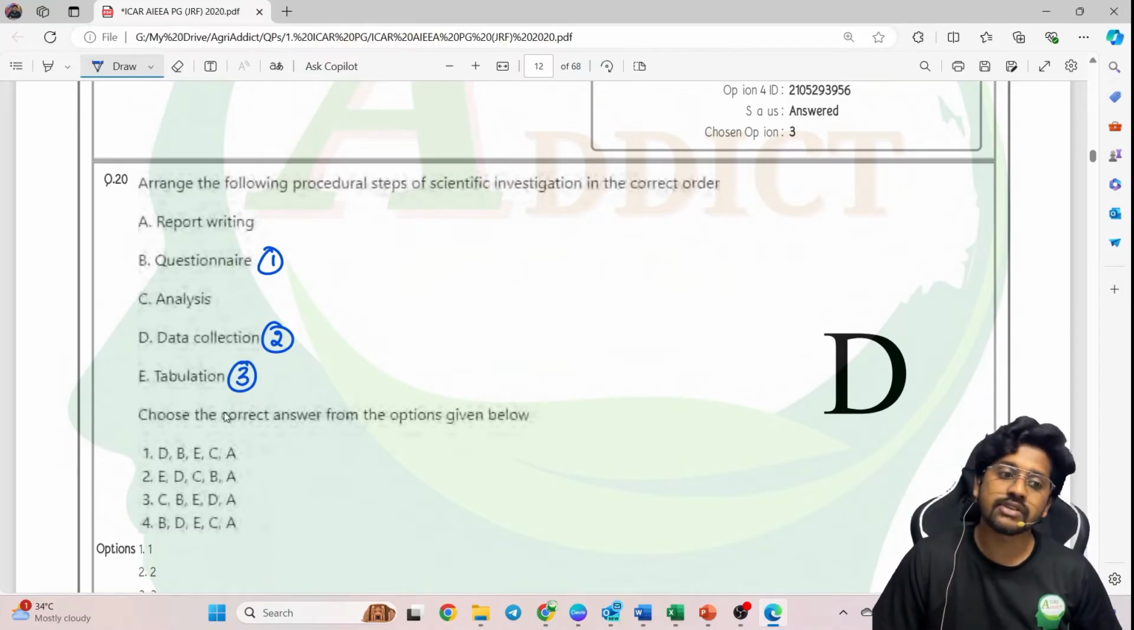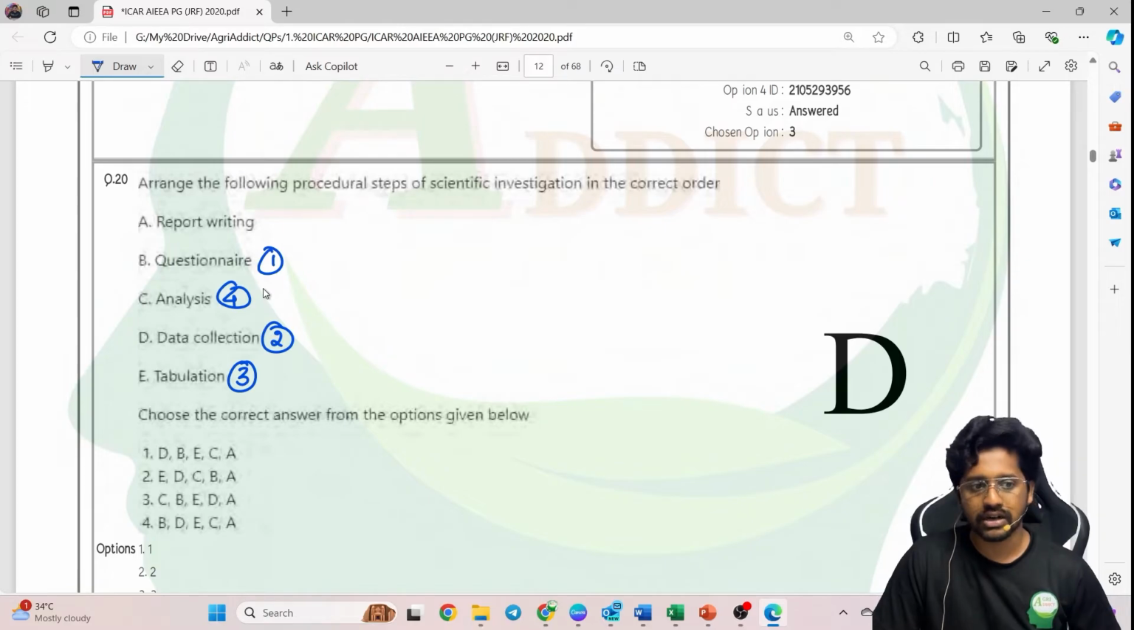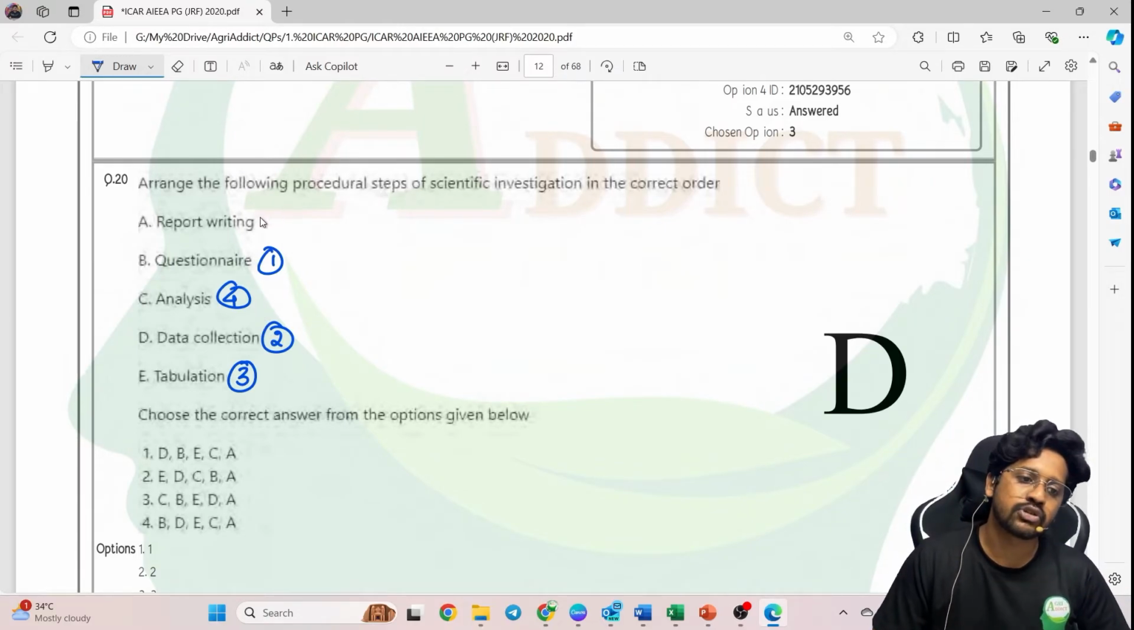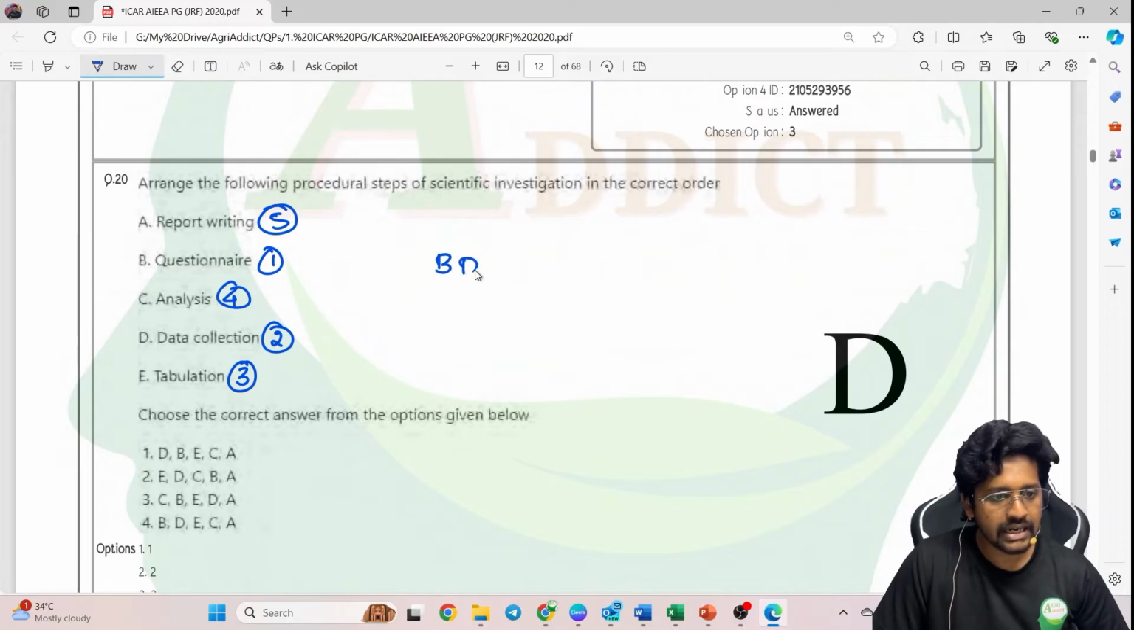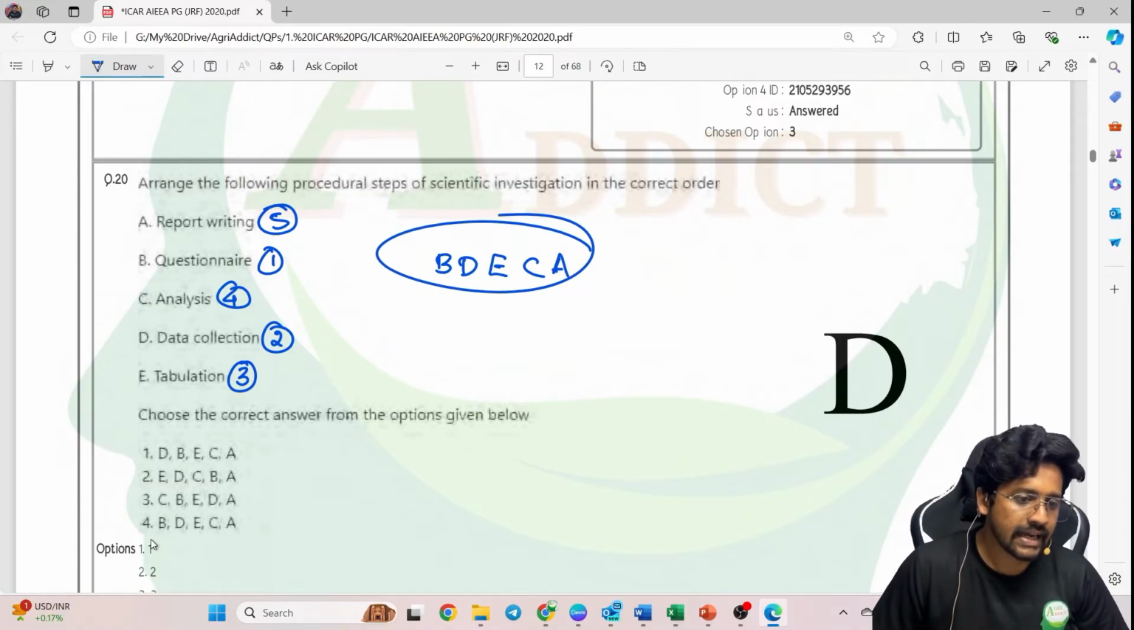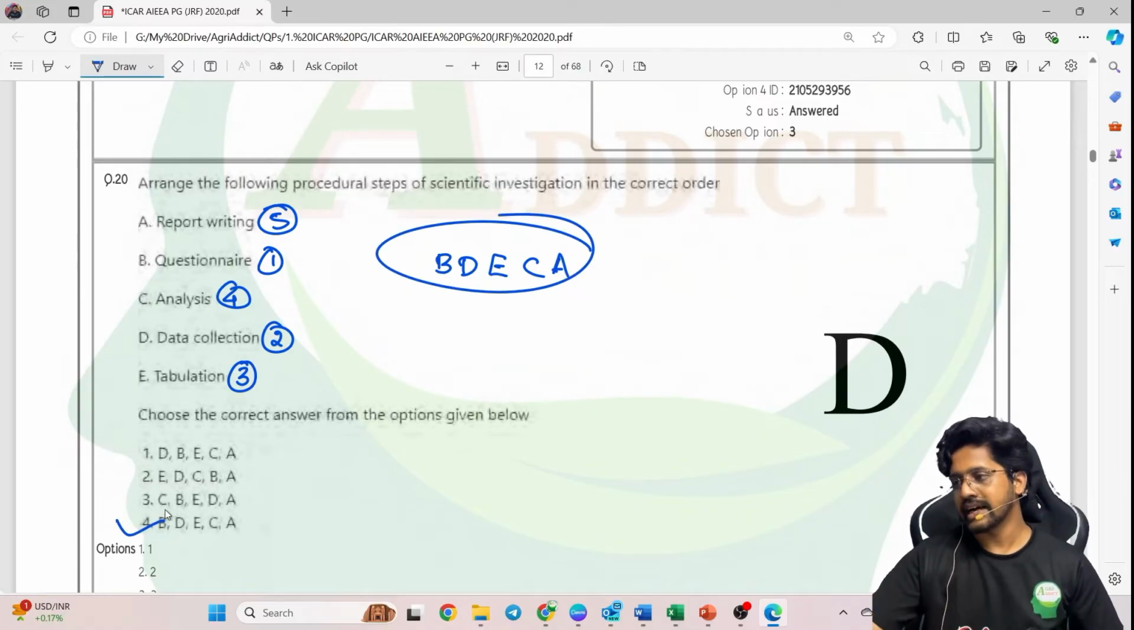After making the tables, we have to do the analysis, right? So therefore analysis is the fourth step, and after the analysis, we will be getting some conclusions or results, and those conclusions or results will be written in the report. So therefore the final step will be report writing. So the order will be B, D, E, C and A. Option 4 will be the correct answer.